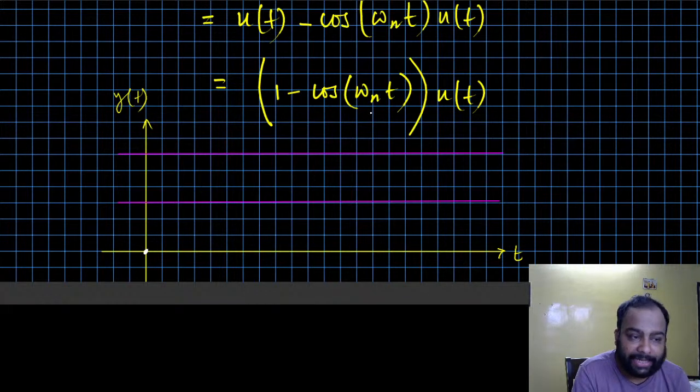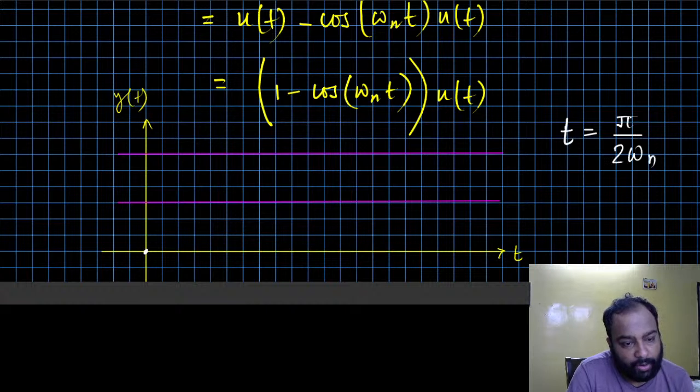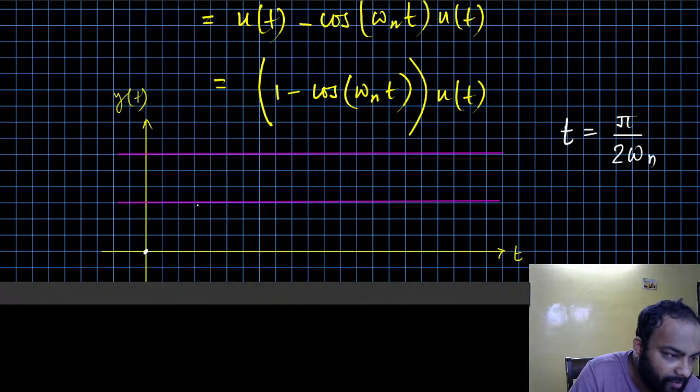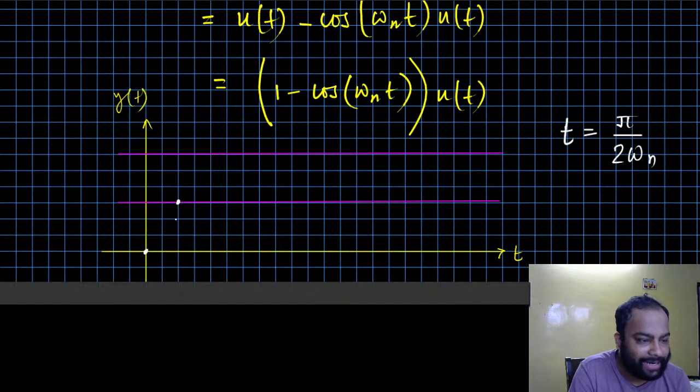Now when t is equal to, for example, pi by 2 omega n, look very carefully, what is the value of cosine omega n t? That becomes cosine pi by 2, but cosine pi by 2 is 0, so the entire output is going to be 1. So this is at pi by 2 omega n.